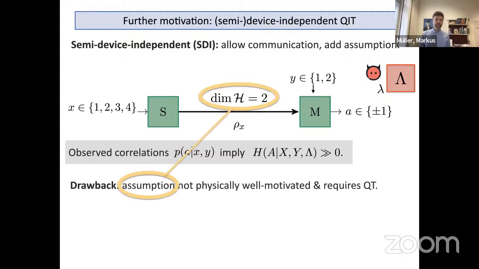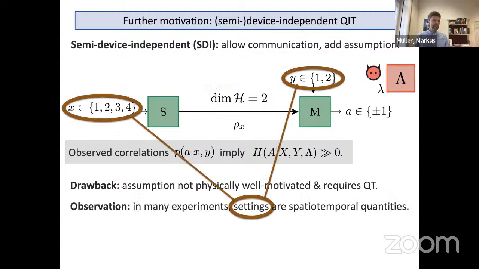A certain drawback to that, I would say, is that this assumption is not typically physically very well motivated. Usually you have a photon or something and that's embedded in an infinite dimensional Fock space. And so perhaps this is not so well motivated. It also requires you to assume quantum theory to begin with, something you may also not want to do perhaps. There's also an observation here, namely the settings are typically not just abstract inputs that you give, like zeros and ones, as you want to think as a computer scientist, but often they are something like the direction of a polarizer or the direction of a magnetic field. So they often have some spatiotemporal character.